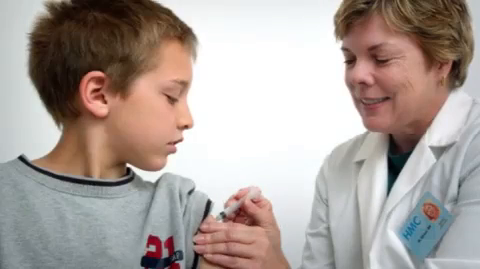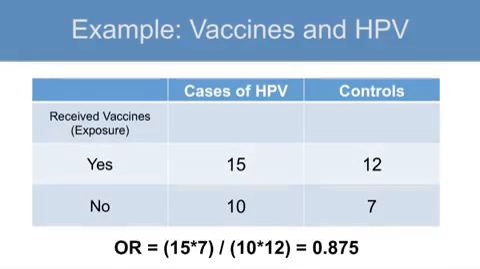Let's look at an example of calculating and interpreting the odds ratio using childhood vaccines and human papillomavirus. Researchers conducted a case control study to examine whether childhood vaccines protected children against HPV in real-world conditions, i.e., rural areas with little access to regular health care. Note, this is a hypothetical example. A total of 25 cases and 19 controls were identified. Data obtained from the cases and controls found that 15 cases and 12 controls had received the vaccine.